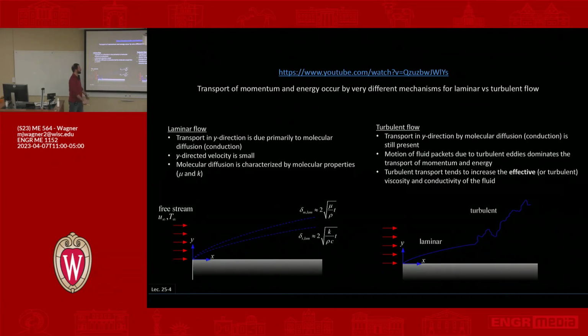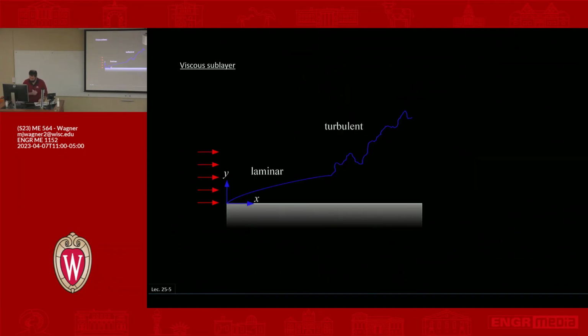So what happens is in the turbulent region, the turbulence, because of this really effective transport, tends to increase the effective viscosity and the effective conductivity of the fluid. Okay? So we'll talk a little bit more about that. Let's see, let's go on here.